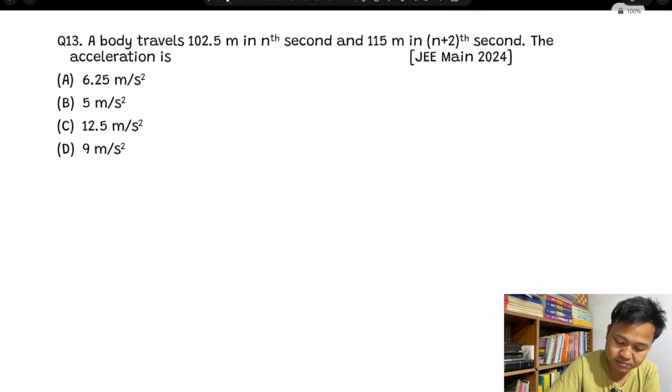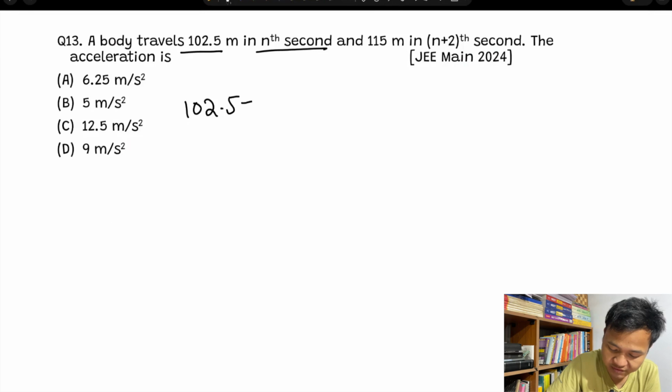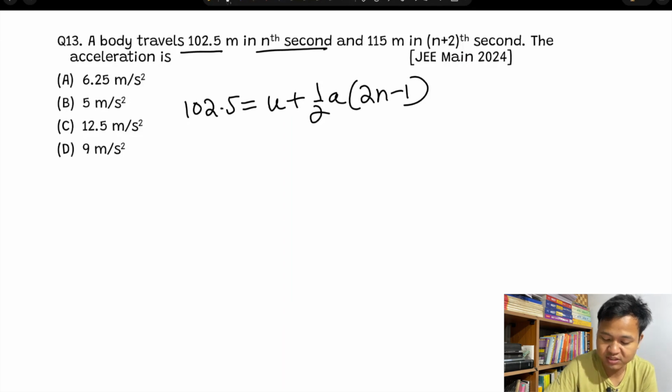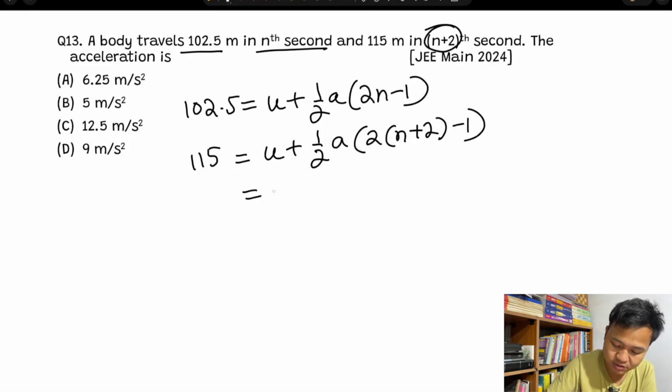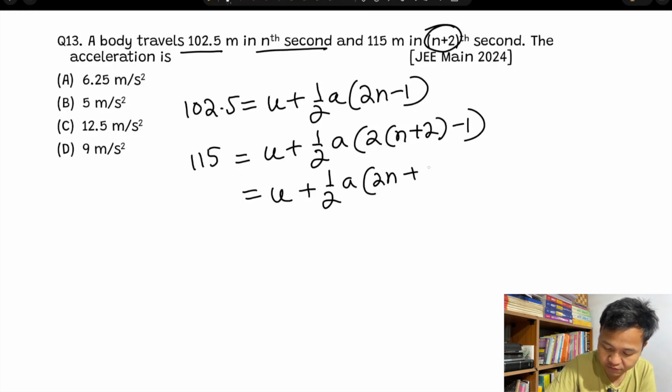So next I have one from JEE Mains. Here you're given a body travels 102.5 in the nth second. So that means 102.5 equals u plus half a into 2n minus 1. Now in the general formula, put n plus 2, so it travels 115 in the n plus 2 second. So 115 equals u plus half a into 2 into n plus 2 minus 1. So how much is this? U plus half a into 2n plus 4 minus 1, that is 3. So this is 115.